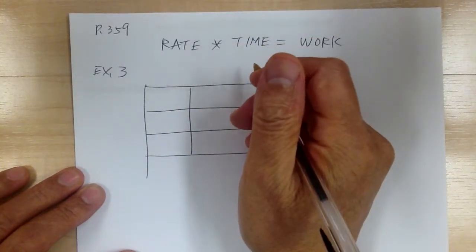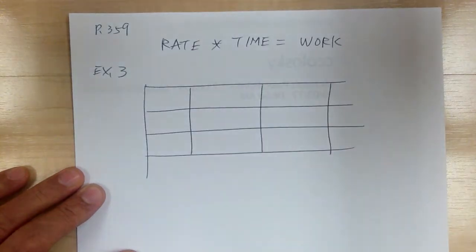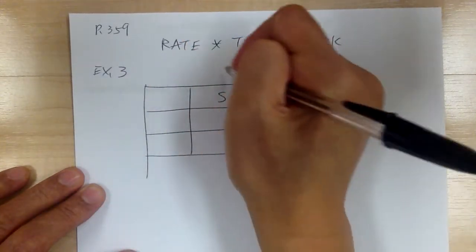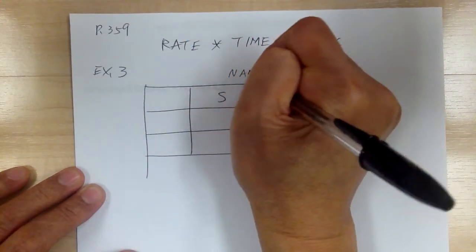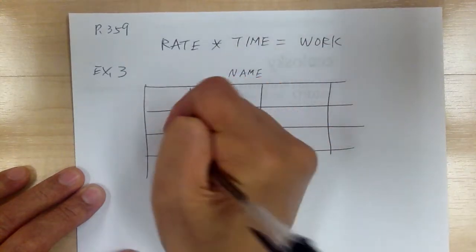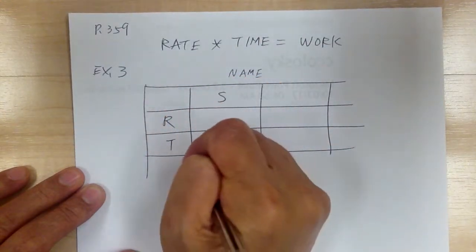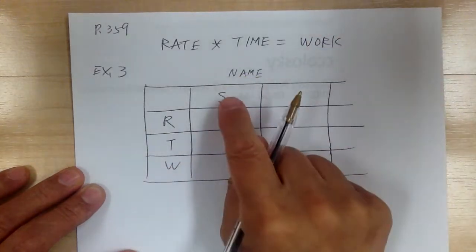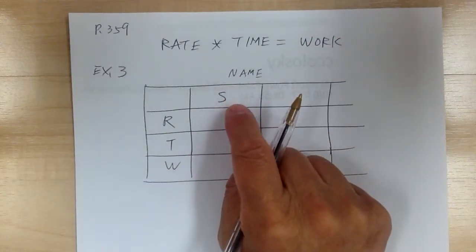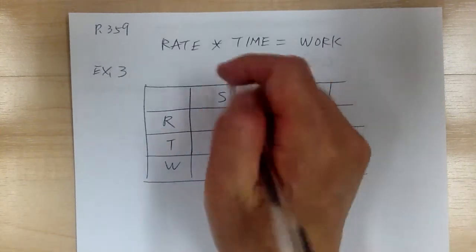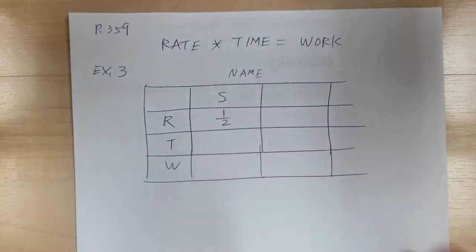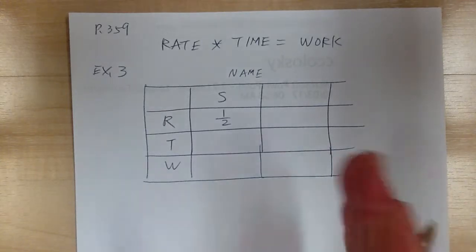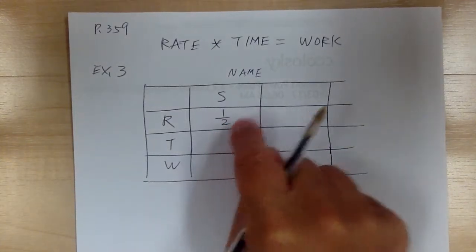So it says Spiral, so that's S. So put the names on here, okay? And this would be the rate, the time, and the work. Okay. So Spiral can mow a lawn in 2 hours. That means the rate is 1 over 2, right? If you can do it in 2 hours, it means every hour you can do 1/2. So that's what the rate is.